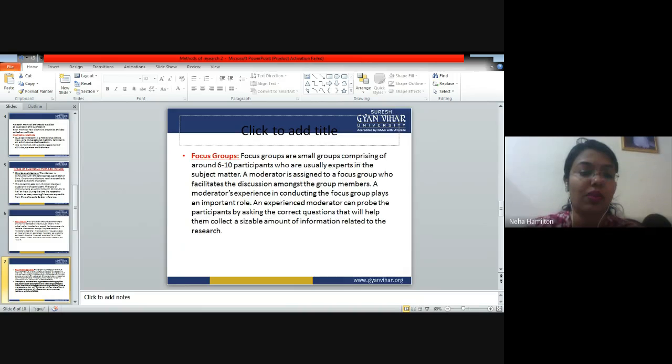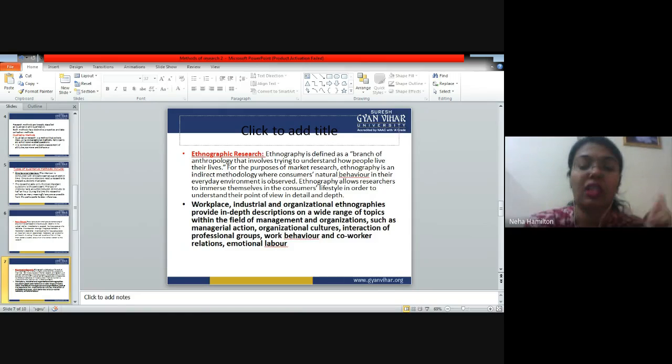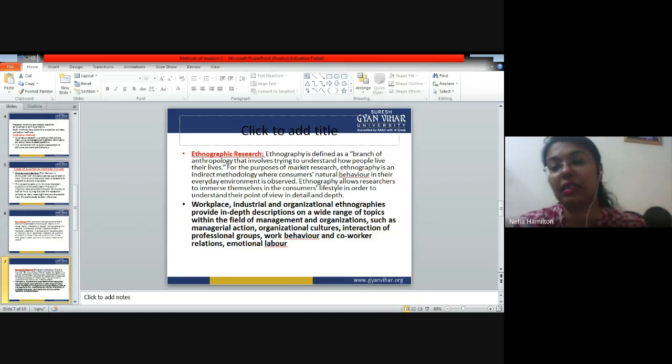Next is ethnographic research. Again, we have to keep in mind what we are studying. We are studying the qualitative methods of research. What is the qualitative method of research? It is used when we cannot understand, justify or quantify the variable that we are studying. These kinds of variables can be, for example, opinions and attitudes that we have already studied.